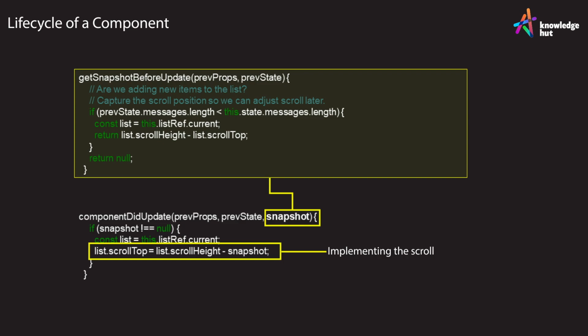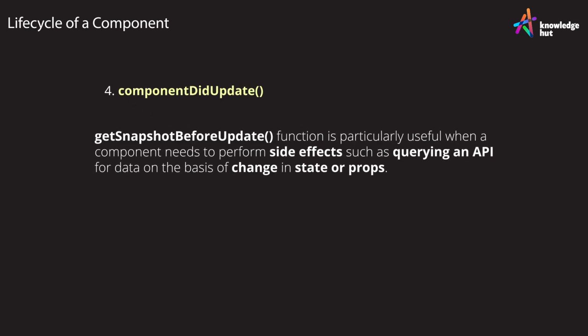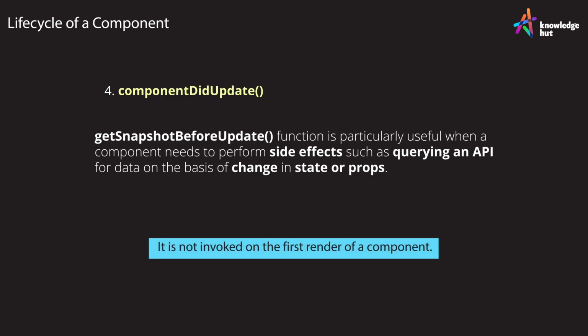So as we have just observed, we are now at a point where the component has just been updated. Right at this point, we get the componentDidUpdate lifecycle method. This function is particularly useful when a component needs to decide if it needs to perform side effects such as querying an API for more data on the basis of change in state or props. The important thing to note here is that this method is not invoked on the first render of a component and is only available when a component updates.